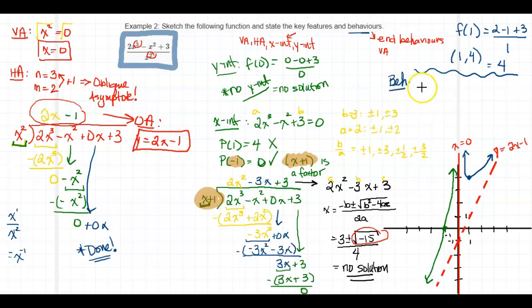Okay, so let's talk about the end behaviors. As x goes to positive infinity, as x goes positive, what's happening? Well, our function is approaching our oblique asymptote, and I'll put it in brackets just so we can be clear. But we're coming at this oblique asymptote from above.